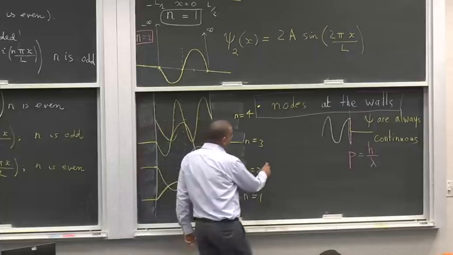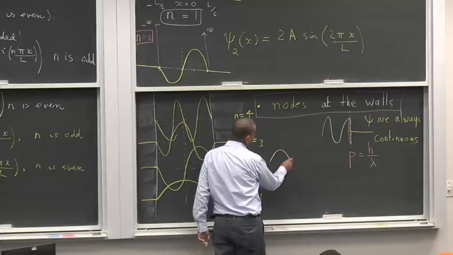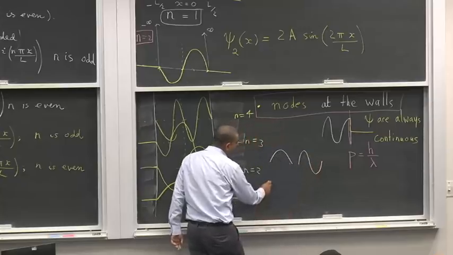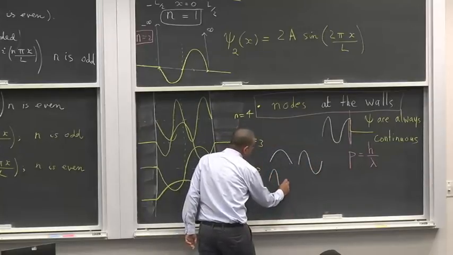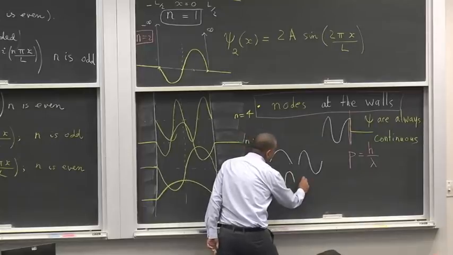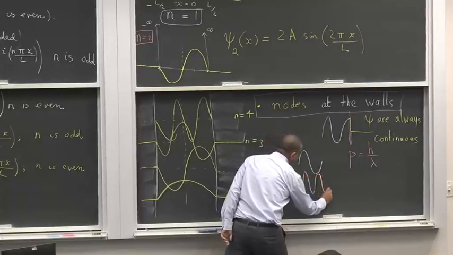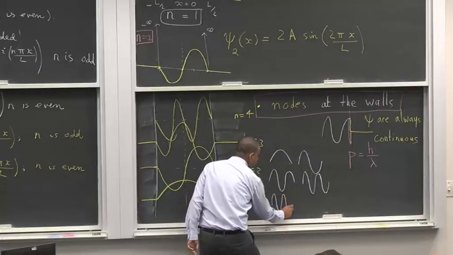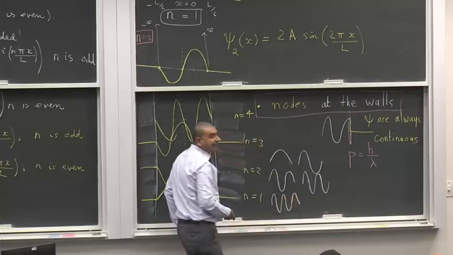So for n equals 1, the wave function looks like this. For n equals 2, the wave function looks like this. For n equals 3, the wave function looks like this. For n equals 4, the wave function looks like this. For n equals 5, the wave function looks like this, and so on.